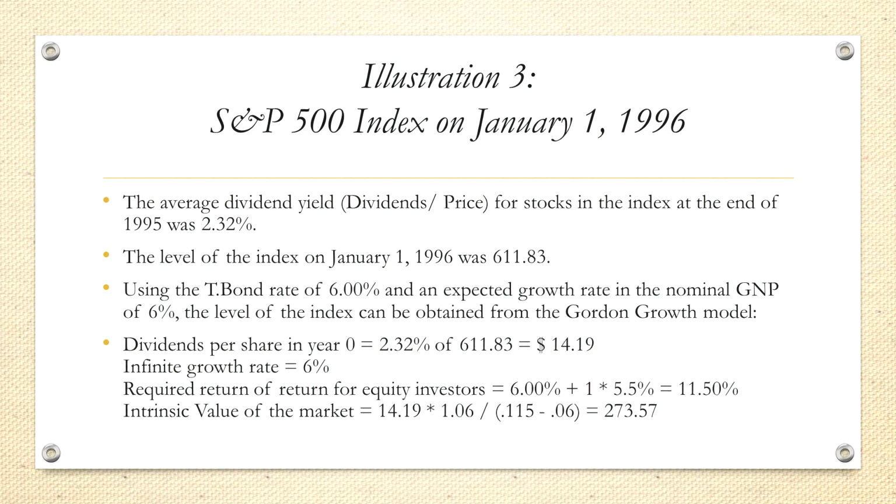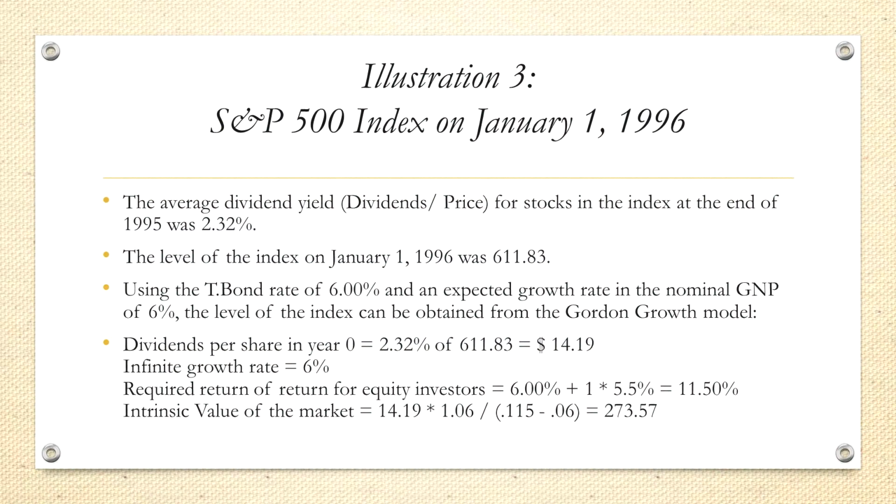Therefore, the intrinsic value of the market would equal D0, 14.19, times 1 plus g, which is 6%, divided by the 11.5% cost of equity minus the growth rate, and you come up with 273.57. That is your estimated S&P 500 index on January the 1st, 1996.